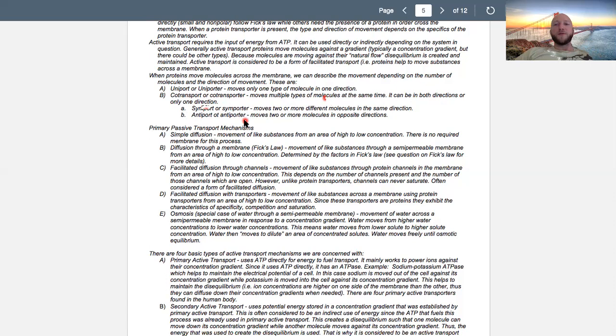If you need to go back and review those slides, please do. So they move it in opposite directions. So sodium gets pumped out and potassium gets pumped in. So that's going to be an antiport or antiporter.